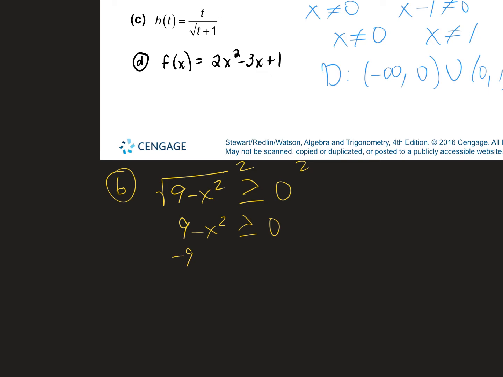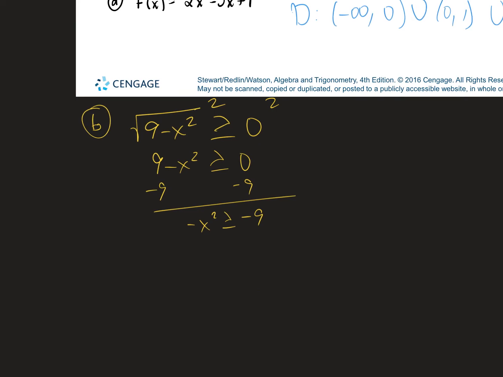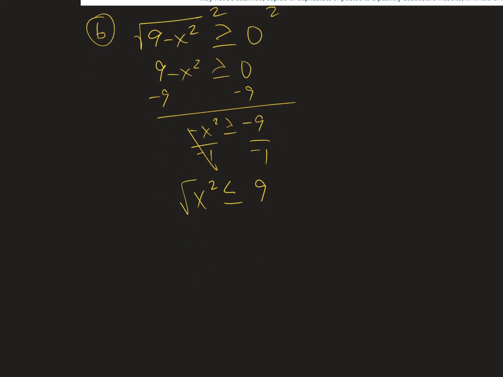Subtract 9. So negative x squared greater than or equal to negative 9. Now what? Divide by negative 1. When I divide by a negative 1, what happens? My inequality sign flips. And now I take the square root. What goes in front of my square root? Plus or minus 3.